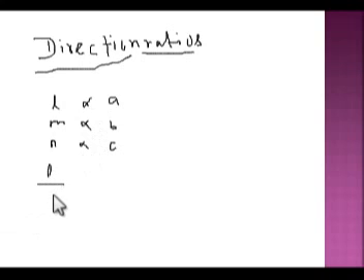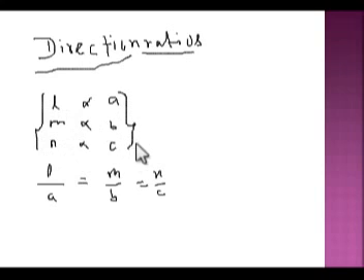We will get the relation L by A, M by B, and N by C. They are proportional in such a way that they have a common constant. All the ratios of the direction cosines with these numbers, L by A, M by B, and N by C, must be equal to a constant. So A, B, C are called direction ratios.